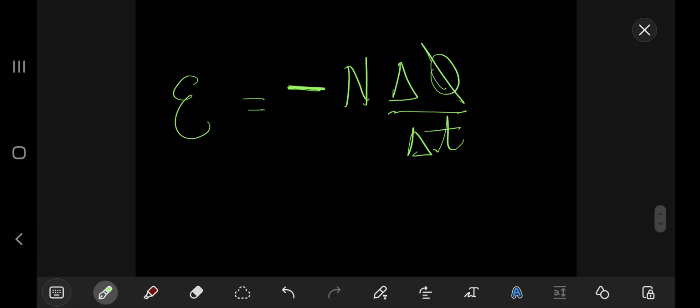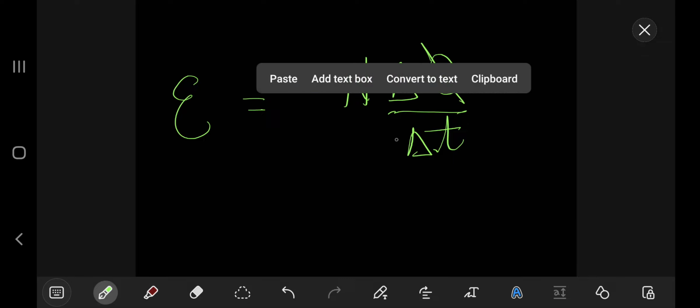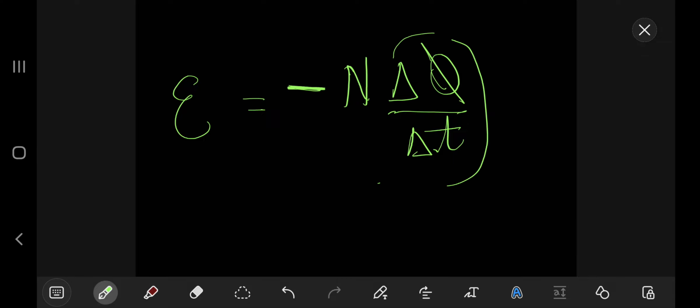So this is Faraday's law, right? And now check out this N, it's just a number, it specifies the number of turns in this coil, right? And then also check out the relationship here. This is the rate, because there is a change over time. This is the rate of change of the magnetic flux linkage, right?